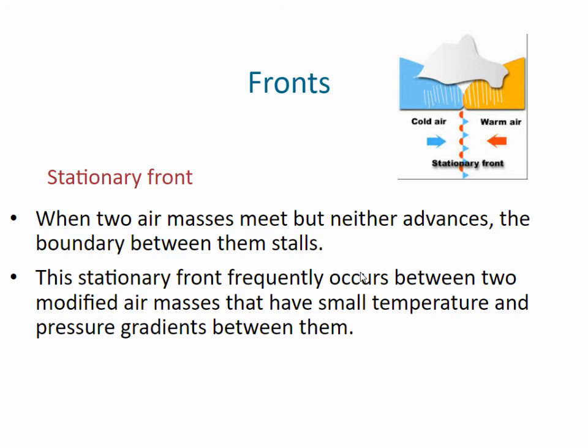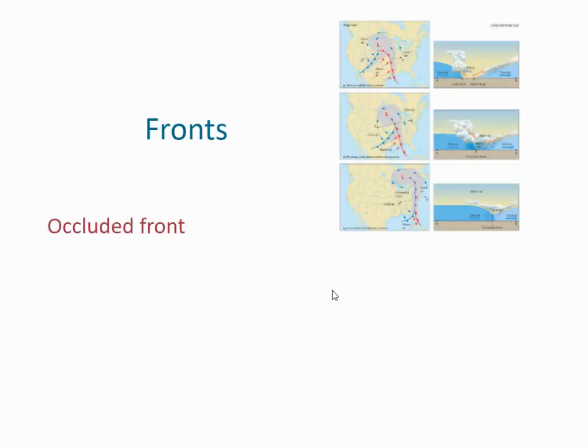A stationary front is where the two masses meet and kind of stall. A stationary front frequently occurs between two modified air masses that have small, different temperature gradients. This will happen more in a tropical area. You're not going to see a drop in Florida from the 70s to 32 very often. You'll see it stay more stagnant in the middle, around the 50s, and that's what a stationary front creates.